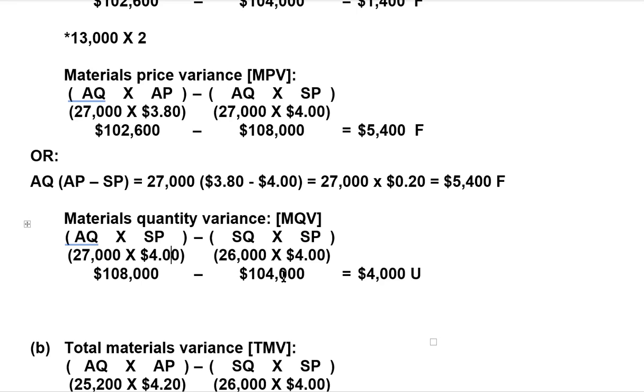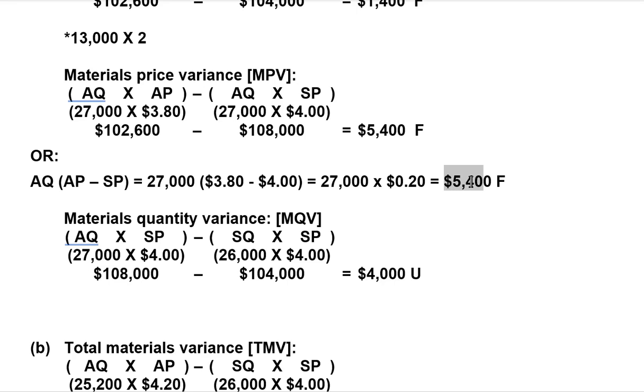Again, if you prefer, you can take the standard price and multiply it by the difference between the actual quantity and the standard quantity. Actual quantity is 27,000. The standard quantity is 26,000, so that's a 1,000 difference. We actually used more material than we were supposed to. And so we then multiply by the standard price of $4 and you would get 4,000.